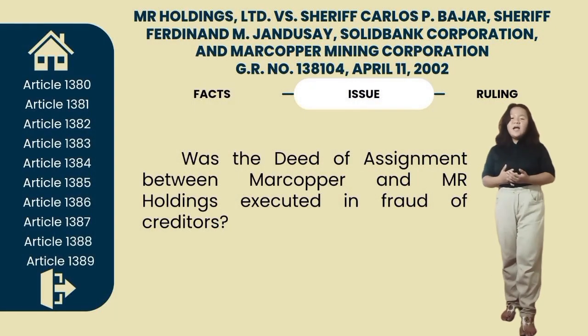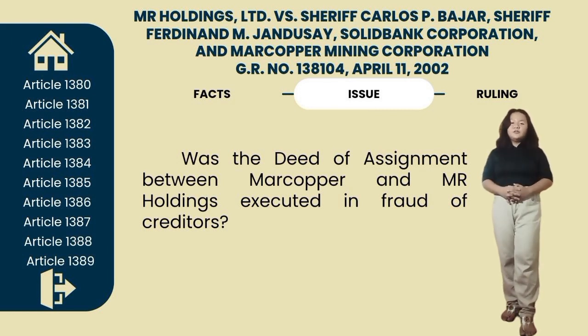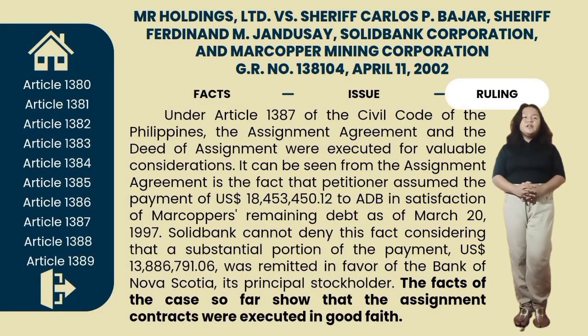Was the deed of assignment between Marcopper and MR Holding executed in fraud of creditors? Under Article 1387 of the Civil Code of the Philippines, the assignment agreement and the deed of assignment were executed for valuable considerations. It can be seen from the assignment agreement that the petitioner assumed payment of 18,453,450.12 US dollars to ADB in satisfaction of Marcopper's remaining debt as of March 20, 1997.